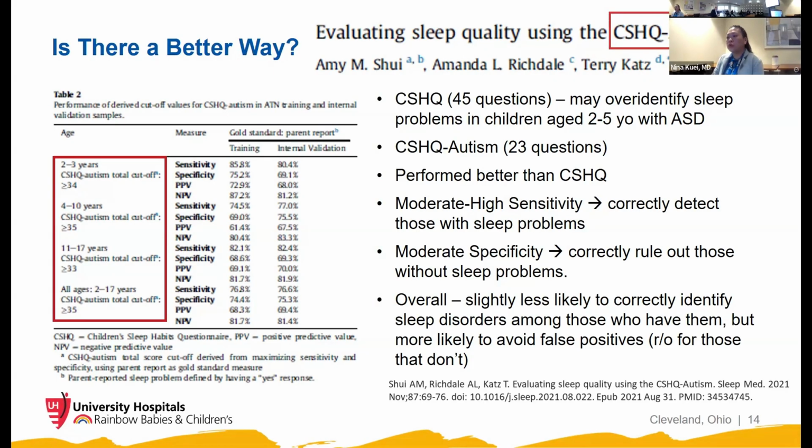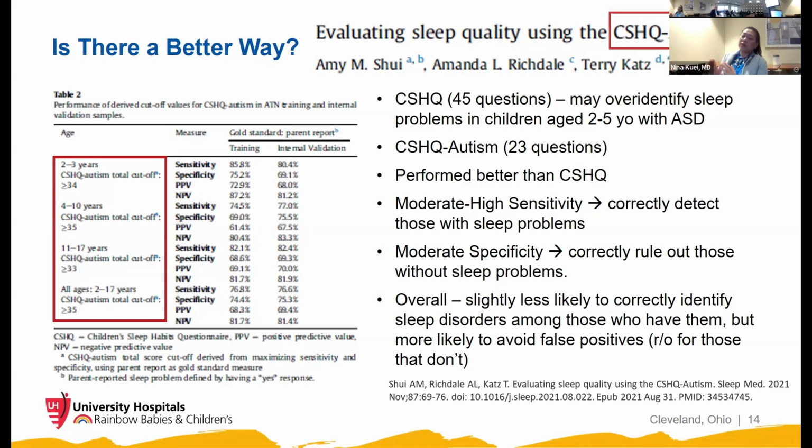It's a lot faster. Those of us who are familiar with the developmental behavioral world know these parents fill out at least 400 questions every visit, so limiting the questions is better for them. Overall, it performed a little better than the CSHQ. In terms of sensitivity, when we're talking about moderate and high sensitivity, it was able to correctly detect those with sleep problems, but when you compare this to the original CSHQ, it was slightly less likely to do this adequately.